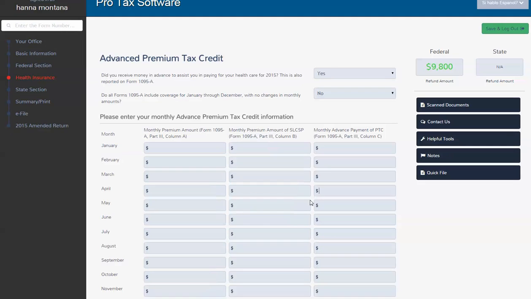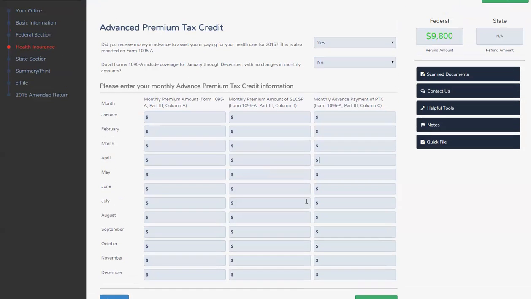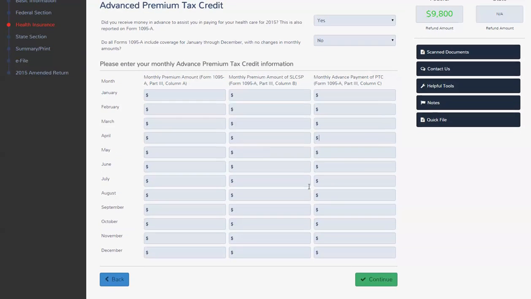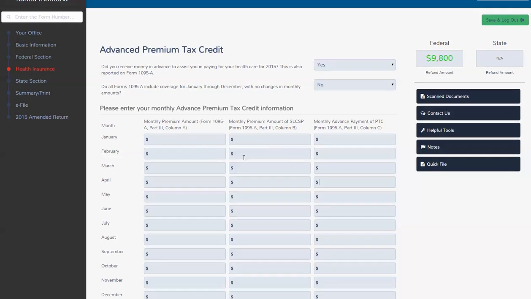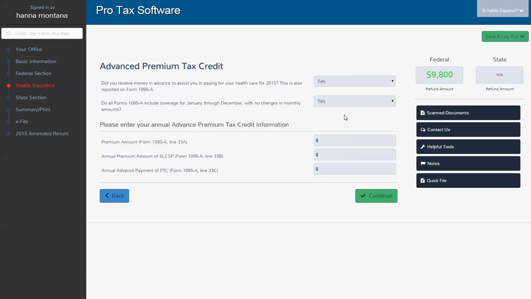Very, very common. If you've seen a 1095A, if you've seen one, you've seen them all, they look pretty much like this. And you would go ahead and enter month by month, second lowest cost silver plan, what did it cost, premium tax credit. Anyway, we're going to say yes, just to keep it simple. We're going to say that the premium amount was $500. The annual premium, second lowest cost, was $750.